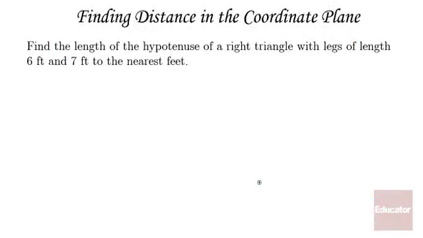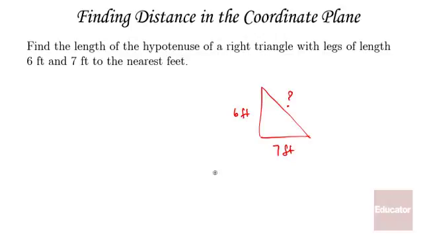Finding distance in the coordinate plane. Find the length of the hypotenuse of a right triangle with legs of length 6 feet and 7 feet to the nearest foot. Okay, so if I have a right triangle and I have 6 feet for one leg and 7 feet here, I'm looking for the hypotenuse, the distance here.